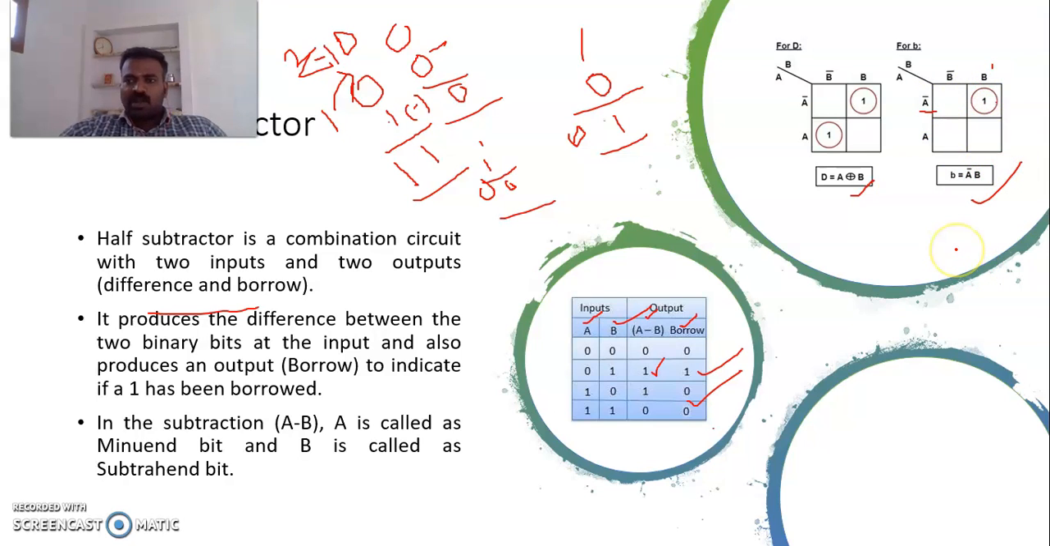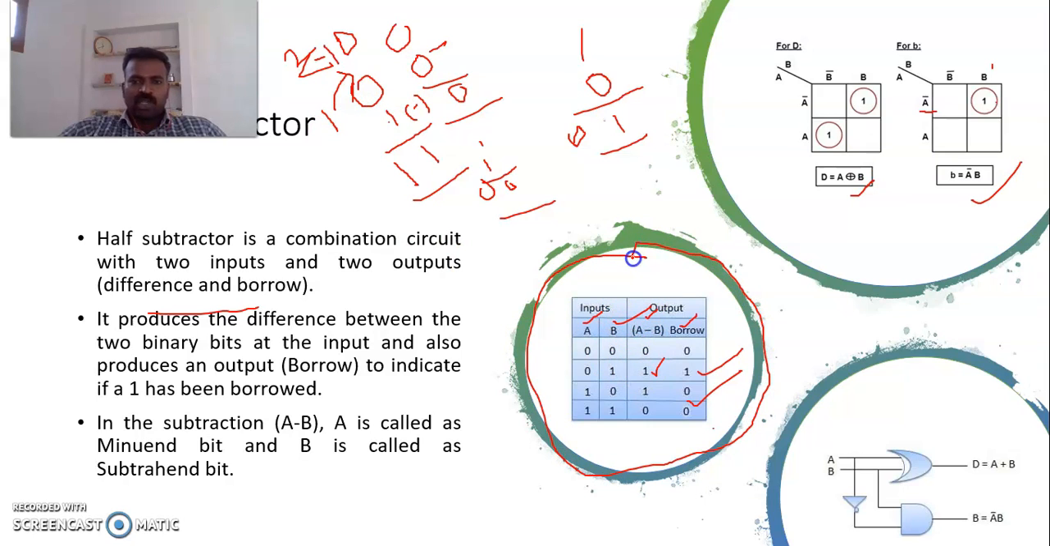Next we are going to draw the logical diagram. This is the logical diagram of the half subtractor. So making of this truth table is very important. Once the truth table is clear, then we can automatically draw the rest of the K-map as well as the logical diagram.